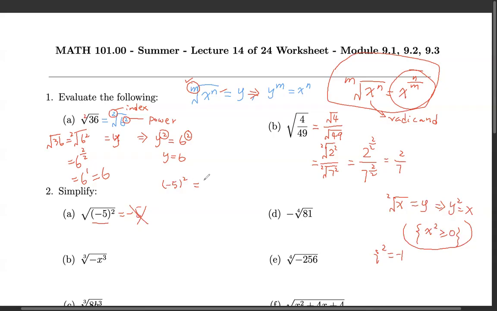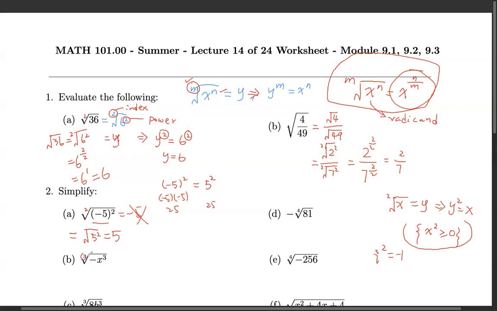So -5 squared, we know that's the same as 5 squared, because -5 times -5 is positive 25, right? -5 times -5, that's positive 25, and 5 squared is 25. So this we basically read as the same as positive 5 squared. So it equals 5, not -5.